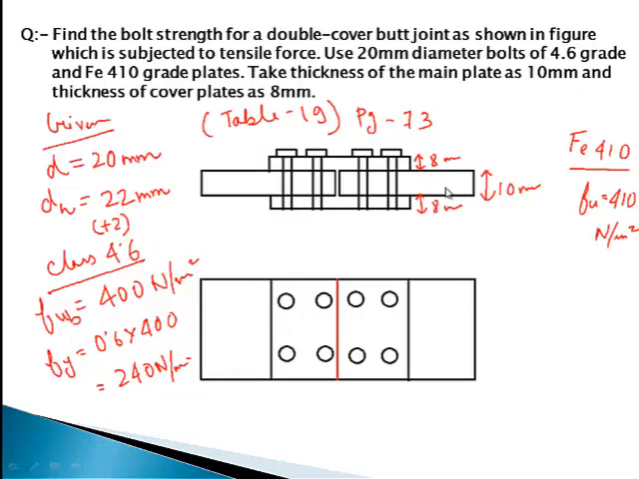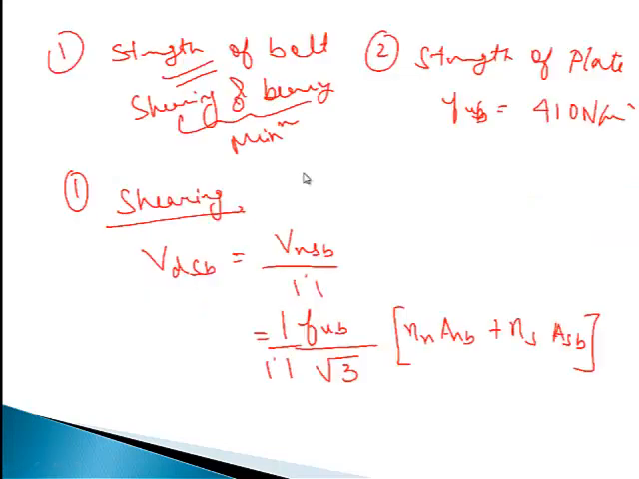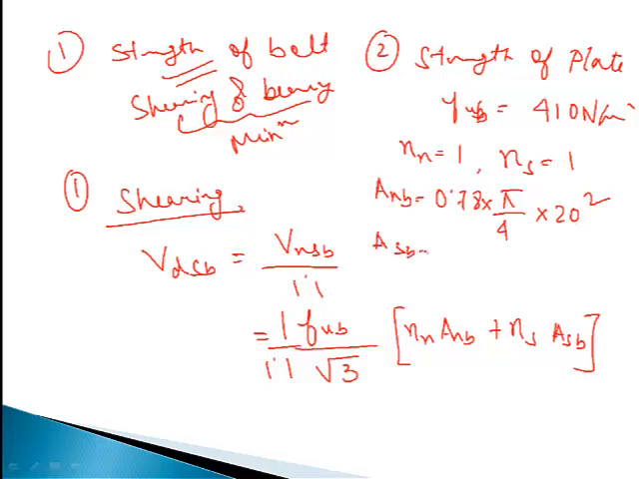Now what is the question? It's given as the double cover butt joint. It means this is the bolt. This is the shank area, and from here let's assume thread is approach. I have seen in the previous theory, it says that if it's the double cover butt joint, nn equal to 1, ns is also equal to 1. Anb equal to 0.78 pi by 4 into 20 square, Asb equal to pi by 4 into 20 square. So you have got all the details you need.